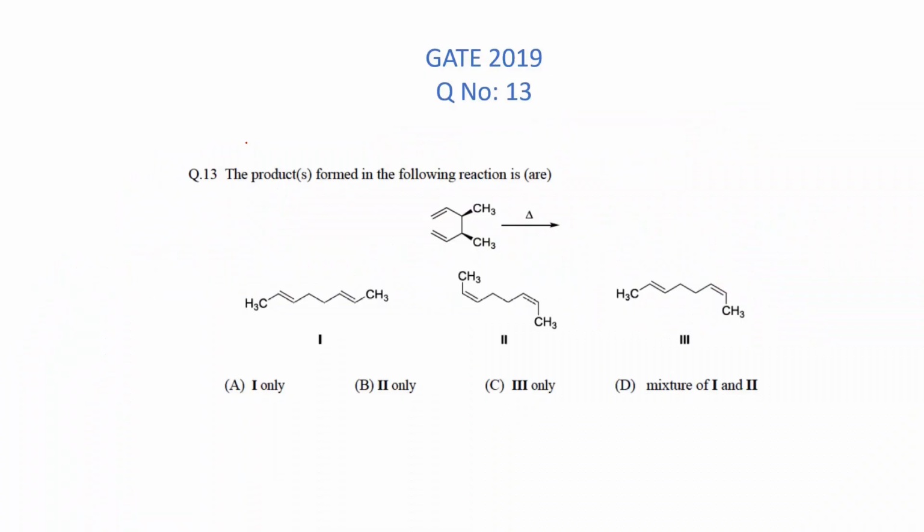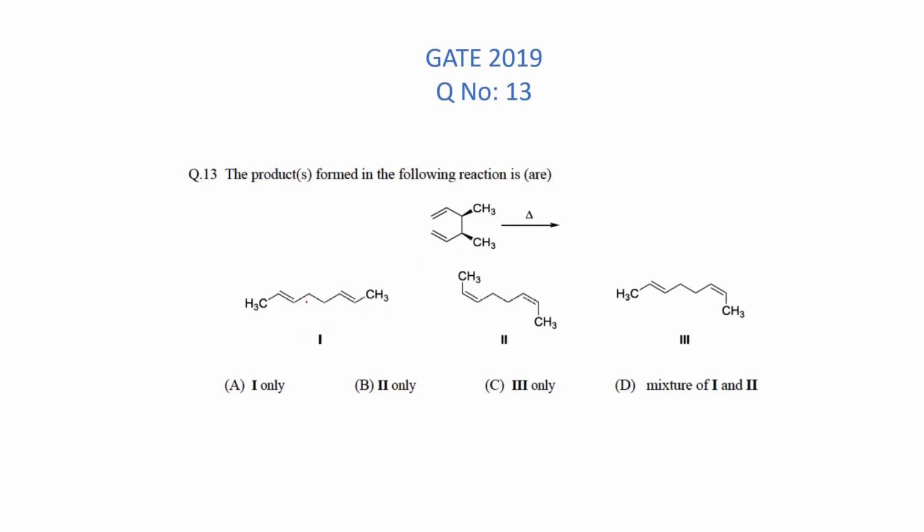Hi everyone. Today we will discuss one GATE question, GATE 2019, question number 13. The products formed in the following reaction is or are. There is one substrate and it is heated up, and there are three options.